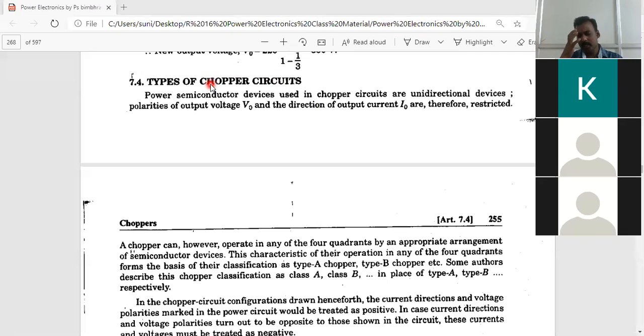And the other classification is completely based upon I naught and V naught, that is, the magnitude of current, or simply we can consider the polarity of the load current as well as the polarity of the voltage prevailing across the load. On this basis the choppers are classified as class A chopper or type A chopper, like that. So this classification is completely on the basis of the polarities of V naught and I naught.